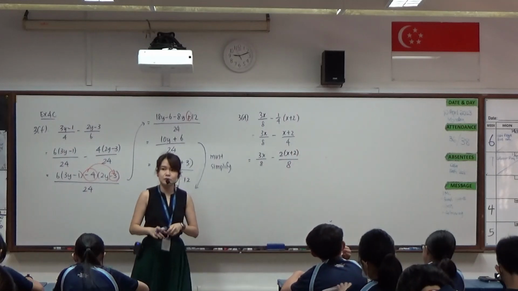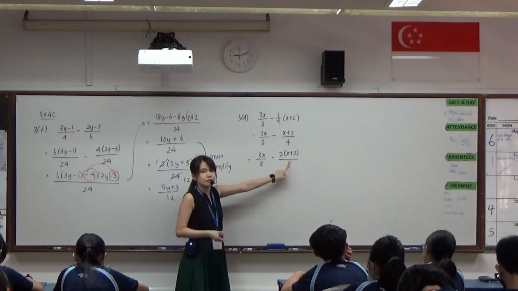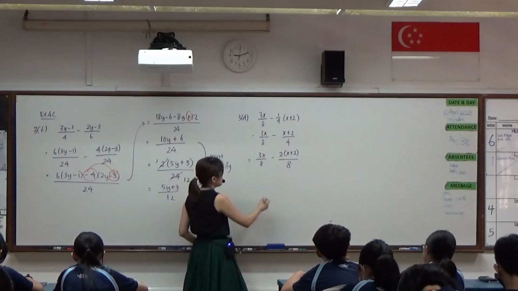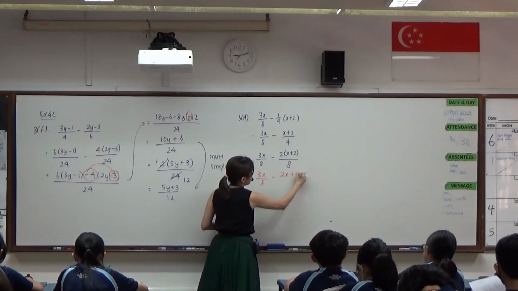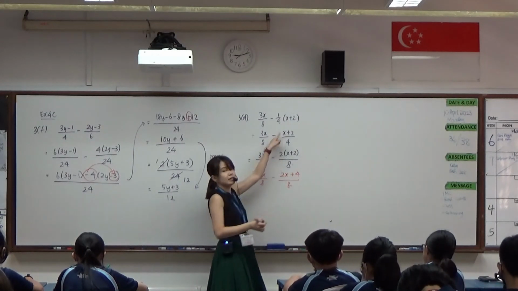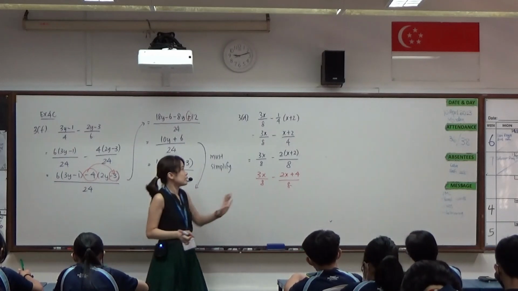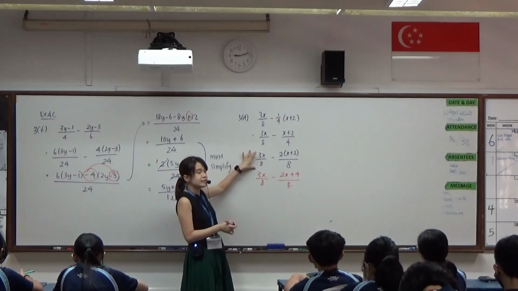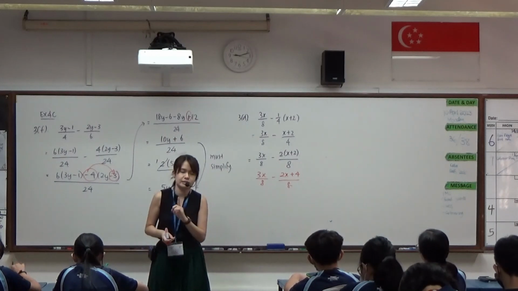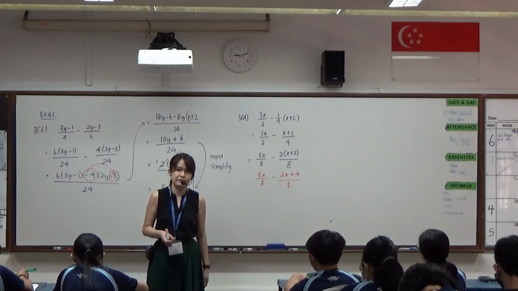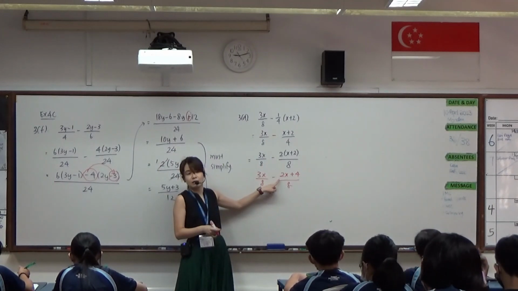Many of you choose not to do this 2 bracket (x plus 2). You like to instead give me 3x over 8 minus (2x plus 4) over 8. You immediately times 2 already. That's fine, nothing wrong with that. If you don't want to show me this step, you want to give me this step, that's fine. But there is always a problem that arises out of that. That's why I never ever do this kind of steps at all.